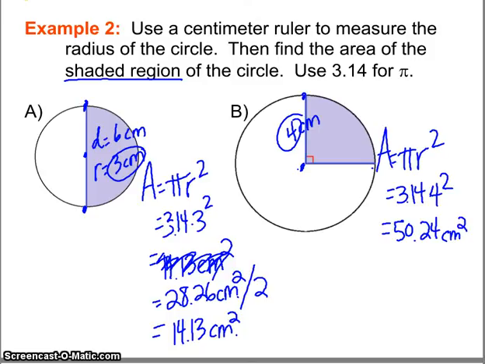Okay, but I only want to know, this is 1/4 of my circle, so I only want to know 1/4 of this. So take your 50 and 24 hundredths and divide it by 4. Panthers, the shaded region represents 12 and 56 hundredths square centimeters. And we are done.